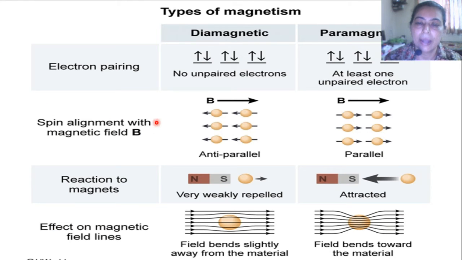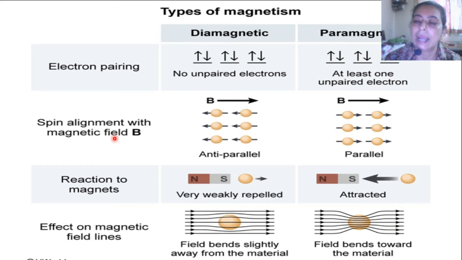Here we will just compare diamagnetic and paramagnetic substances. Here the diagram is very clear. You can have the first one, that is electron pairing. Just now we studied diamagnetic: no unpaired electron, or you can say all the electrons are paired. But in paramagnetic substances, the condition is they should have at least one unpaired electron or more than one unpaired electron, so that substance will come in the category of paramagnetic substance.